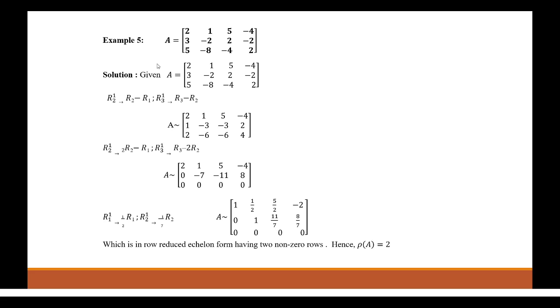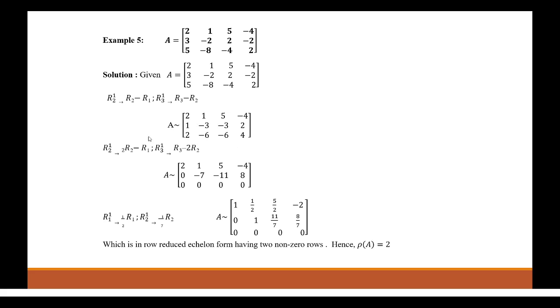Next, we move on to example 5. Here we have a matrix of order 3 cross 3. Operate the row operations R2' and R3'. R2' = R2 - R1 and R3' = R3 - R2. We get the equivalent matrix.